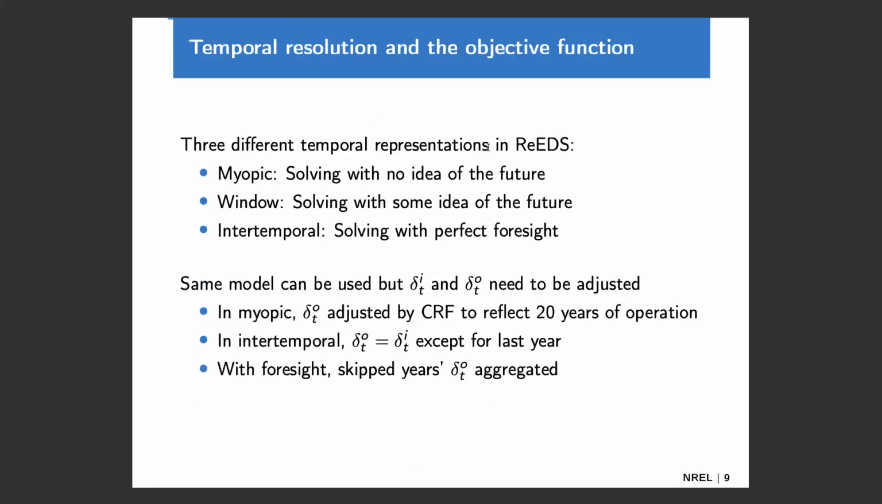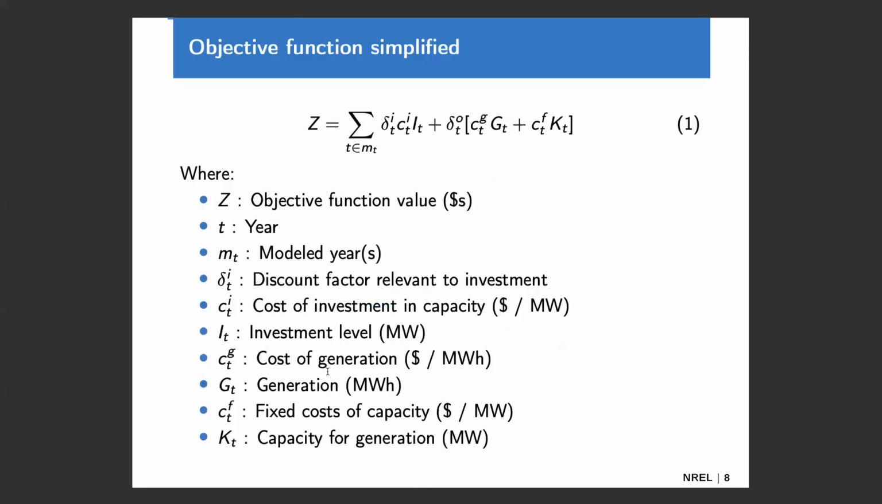I mentioned we can use the same model in myopic. We adjust that delta operations by the capital recovery factor to reflect 20 years of operations. And then we can aggregate the delta operations over skipped years. I can talk about that more if anybody's really interested, but it becomes an important part when you're trying to understand how we're doing these different temporal settings in ReEDS.